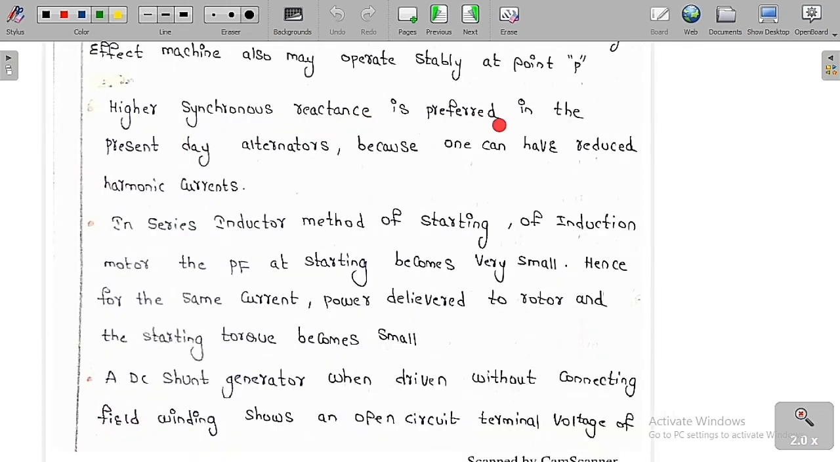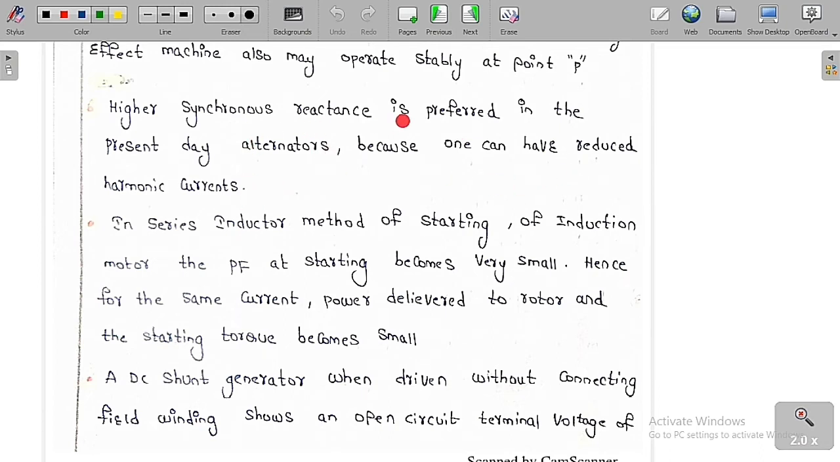Higher synchronous reactance is preferred in present alternators because one can have reduced harmonic currents. Whenever the synchronous reactance is higher, the harmonic current is reduced because both are inversely proportional. Because I is equal to V by Z, the more the synchronous impedance, the less the harmonic currents you get. So higher synchronous reactance is preferred in present alternators because one can have reduced harmonic currents.